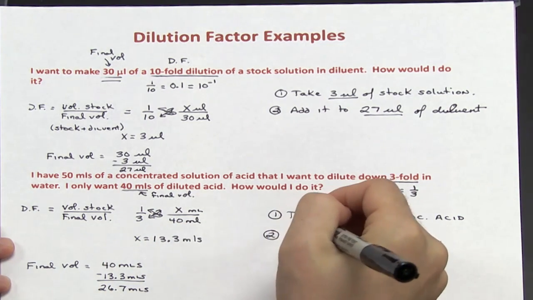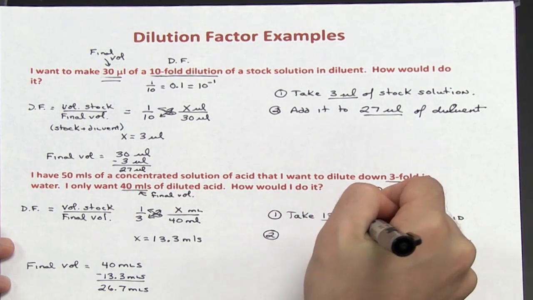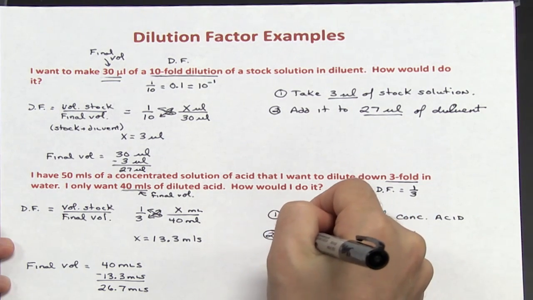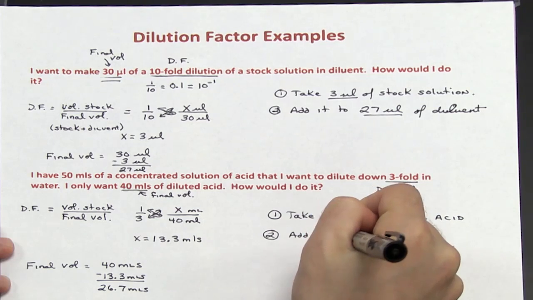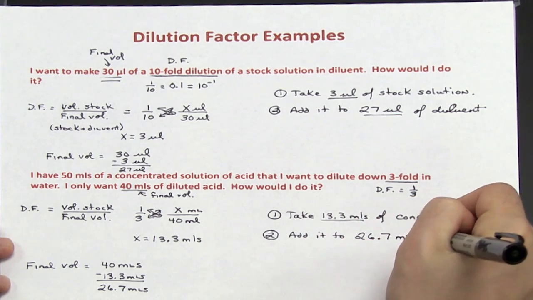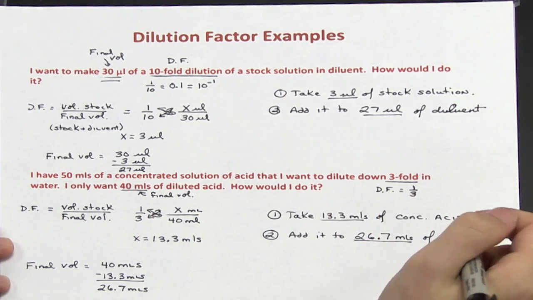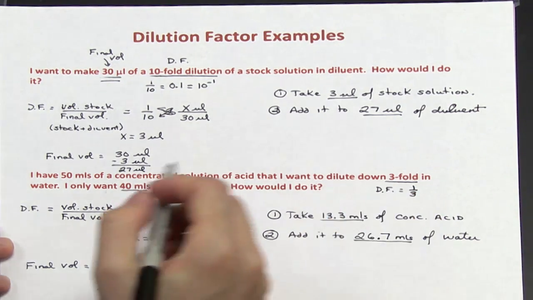So to prepare this solution, I will take 13.3 mils of the concentrated acid and add it to 26.7 mLs of water. And in doing so, that will give me a threefold dilution.